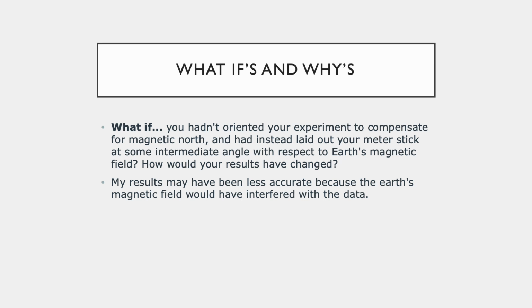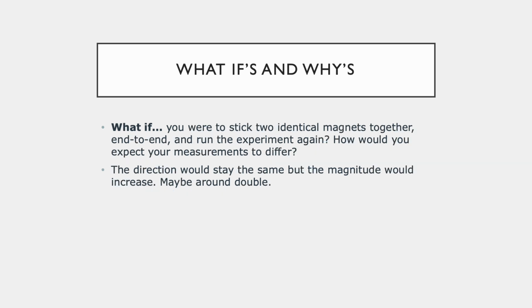For the what ifs and whys: what if I hadn't oriented my experiments to compensate for magnetic north and instead laid out at some random angle? How would the results have changed? My results may have been less accurate because the Earth's magnetic field may have interfered with the data, leading us to some false conclusions. And what if you were to stick two identical magnets together and run the experiment again? How would you expect your measurements to differ? The direction would stay the same, but the magnitude would probably increase, maybe double.